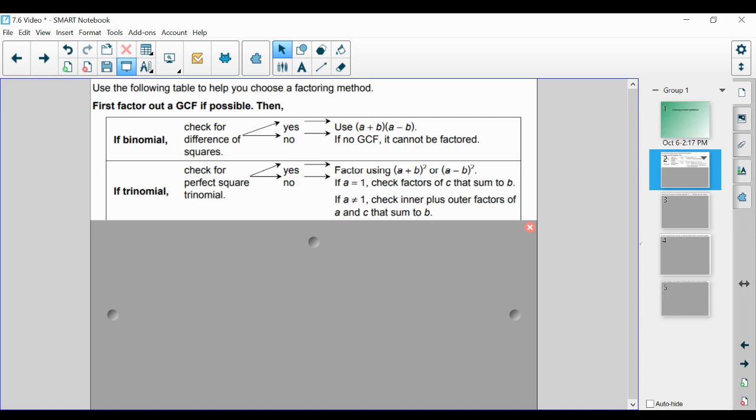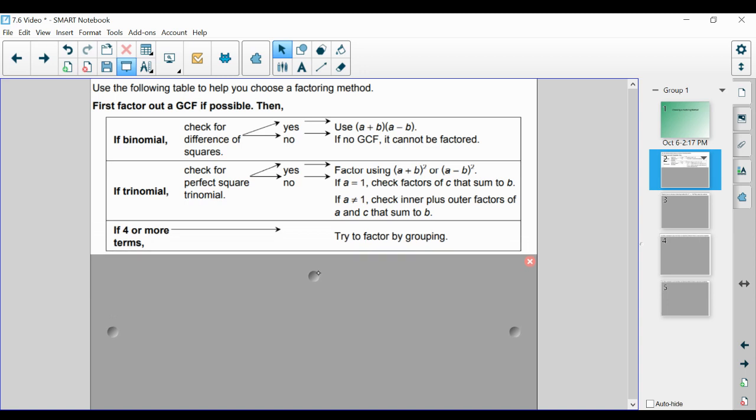In these guided notes, it says if a is 1, check for factors of c that add up to b, and if a is not 1, check for the inner plus outer factors of a and c that sum to b. Again, we're just going to factor this trinomial if possible. You can use whichever method you like. Again, I teach by grouping because I feel it's the most straightforward method when it comes to any situation. But again, that's just me. You might have something that you like to do differently. By all means, go for it.